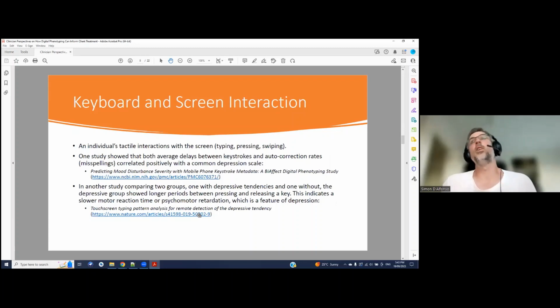And finally, the keyboard and screen interaction sensors, that is an individual's tactile interactions with the screen, such as typing, pressing, swiping. One study showed that both average delays between keystrokes and auto-correction rates, that is misspellings, correlated positively with a common depression scale. And in another study comparing two groups, one with depressive tendencies and one without, the depressive group showed longer periods between pressing and releasing a key. This indicates a slower motor reaction time or psychomotor retardation, which is a feature of depression.